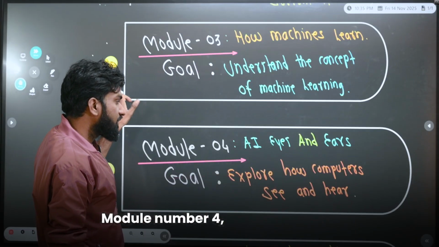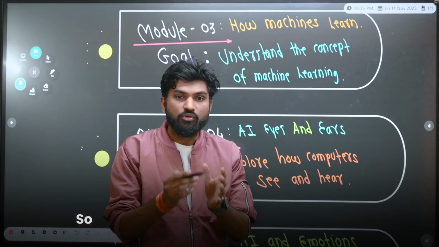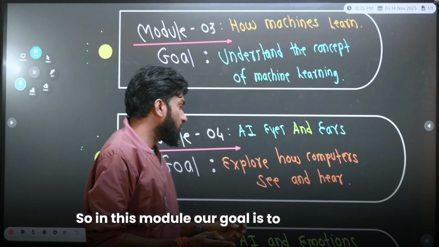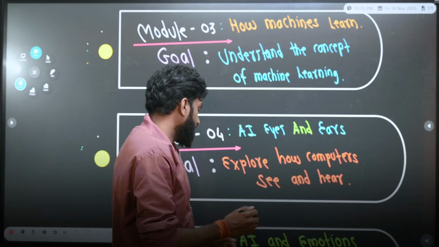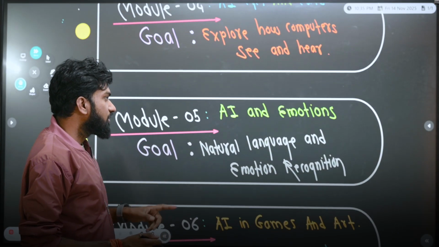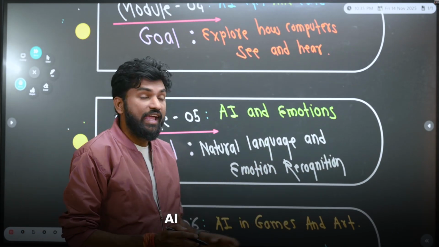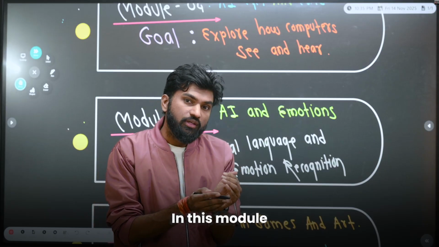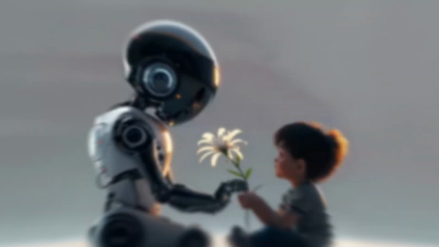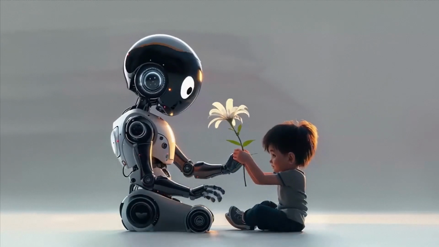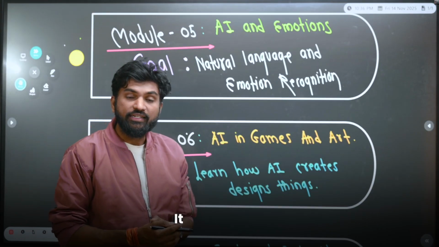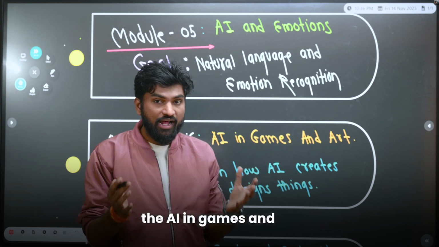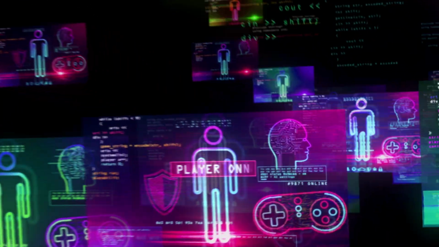Module number 4, AI Eyes and Ears. In this module, our goal is to understand and explore how computers see and hear. Then module number 5 is AI and Emotions. In this module, our goal is to understand natural language and emotion recognition. Next is module number 6, known as AI in Games and Art, where our goal is to learn how AI creates and designs things.